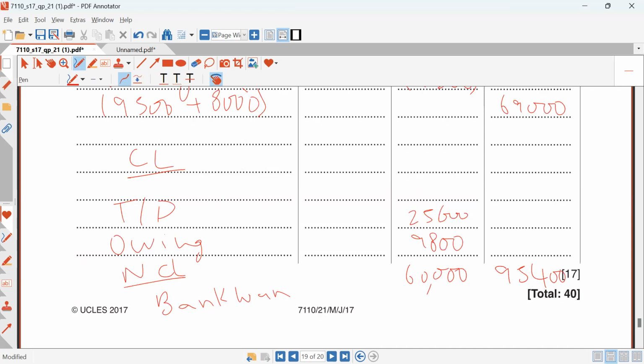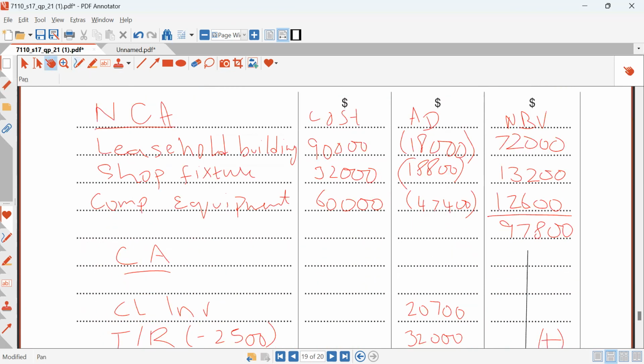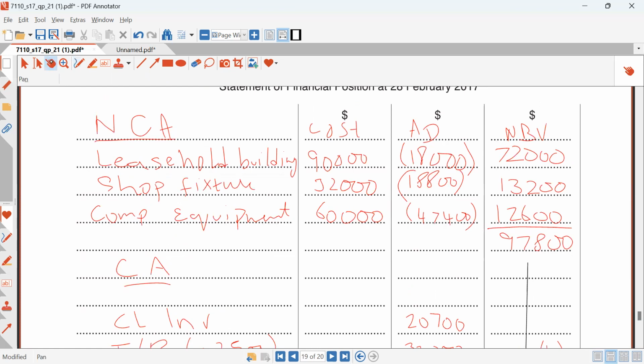Now our statement of financial position is completed. Let me show this to you again. Once again, just see this. Leasehold building is 90,000, cost is given in the question. We had calculated accumulated depreciation of 18,000. How did we calculate accumulated depreciation? We had simply done provision for depreciation plus current year's depreciation. That's it. Then we get the net book value.